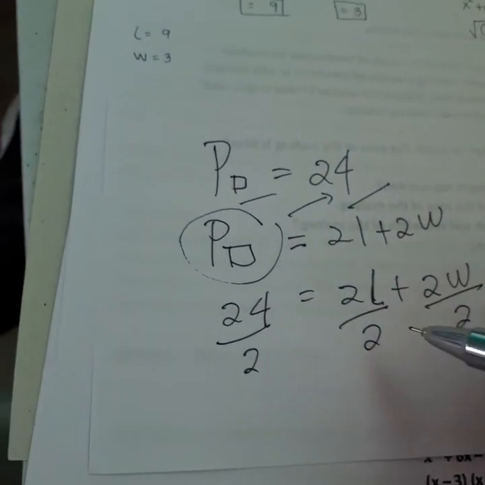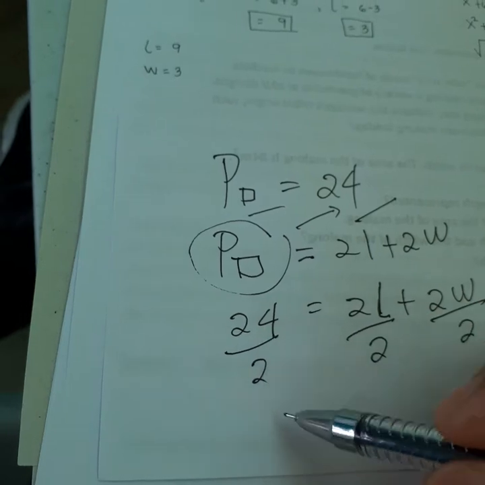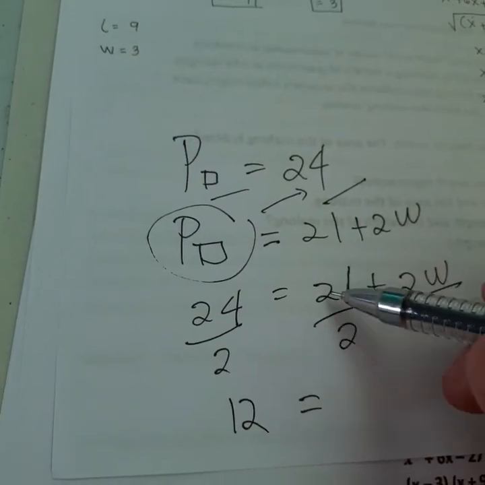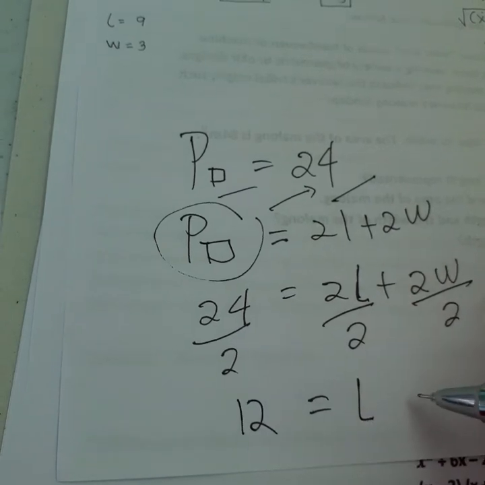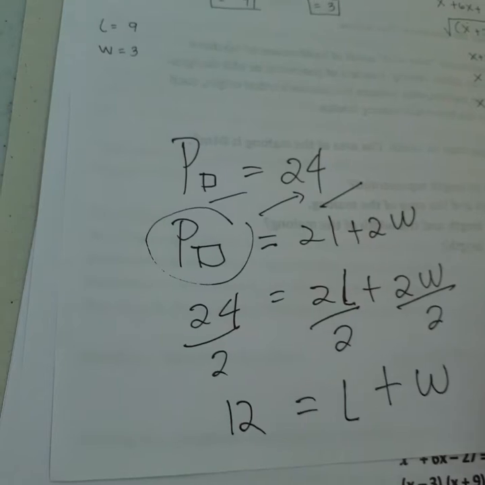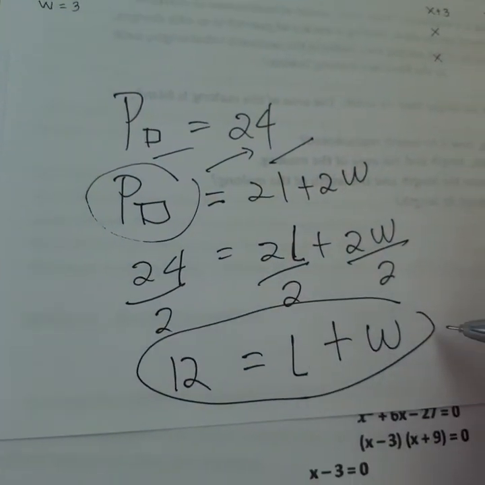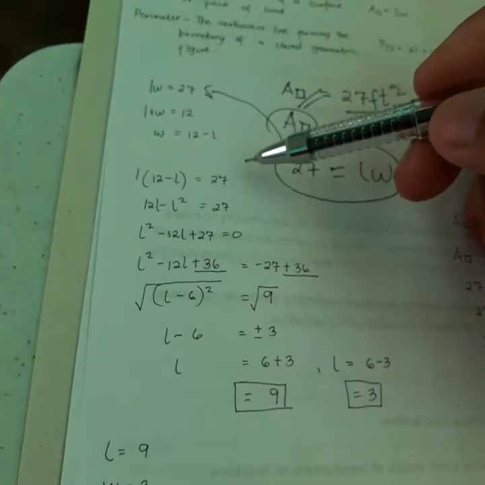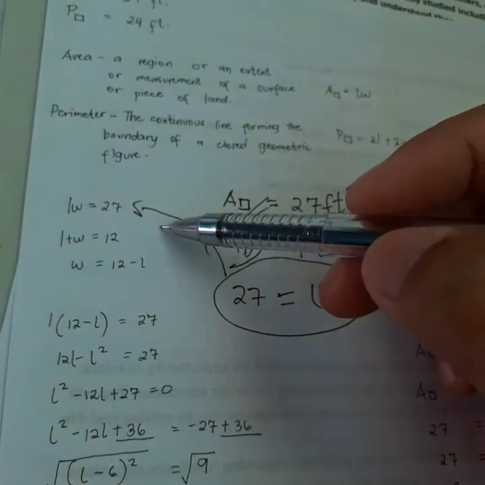Okay, next, we have 24 divided by 2 is 12, is equal to 2 divided by 2 is 1, so copy L, plus 2 divided by 2 is 1, copy W. Then we derive this equation. This one.